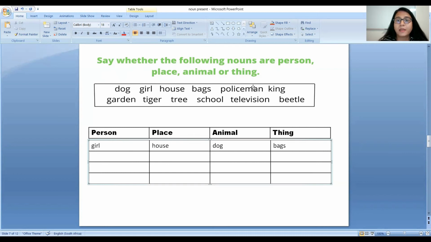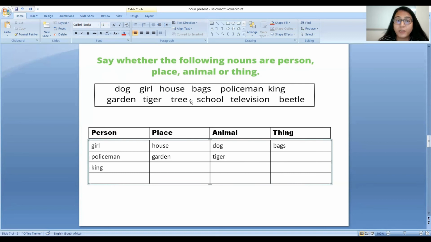Now, a policeman. Policeman is a person. That means policeman will come in the category of a person. And a king. King is also a person. So it will also come into the category of person. Garden. And garden is a place. That means, here we go, tiger. So it will come into the category of animal.